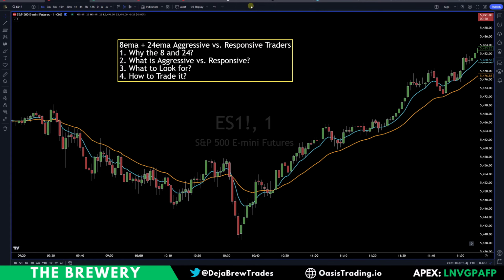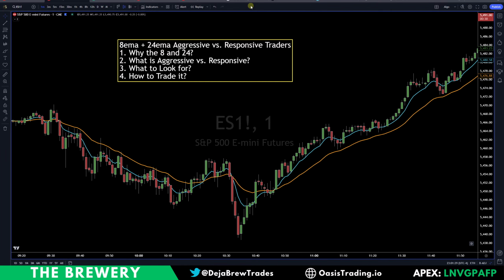Okay, so aggressive and responsive, basically just think of it as aggressive are the market traders, the traders who are really pushing the price. They don't want to wait for price to come back to them. They just want to see price move in that direction as quickly as possible.